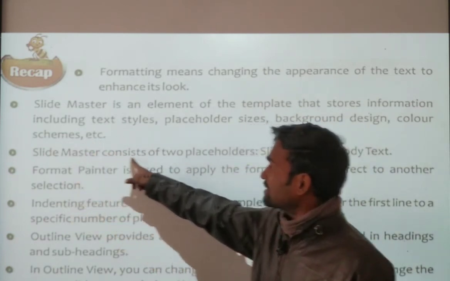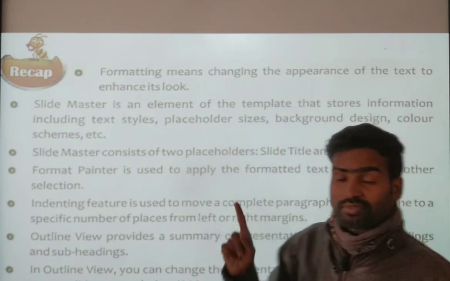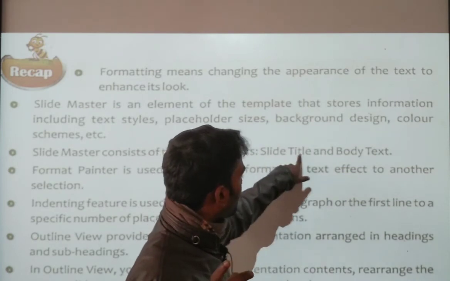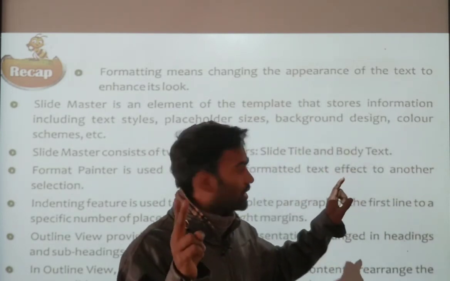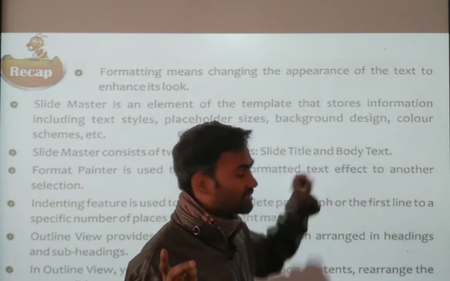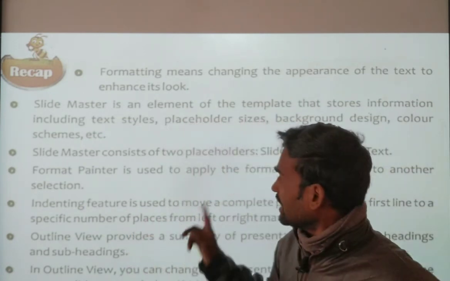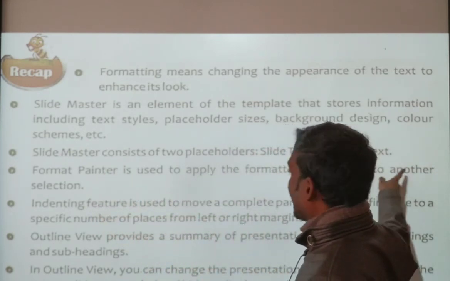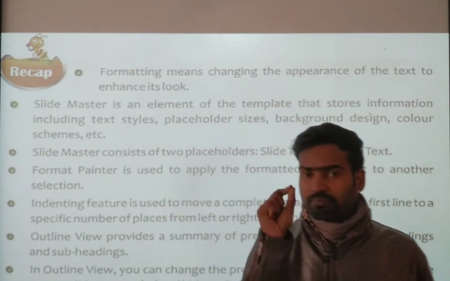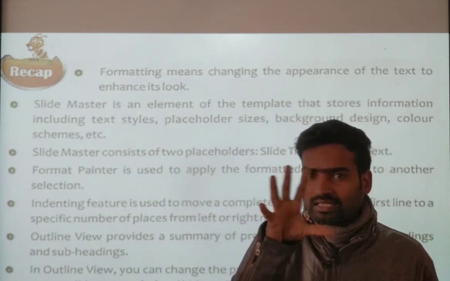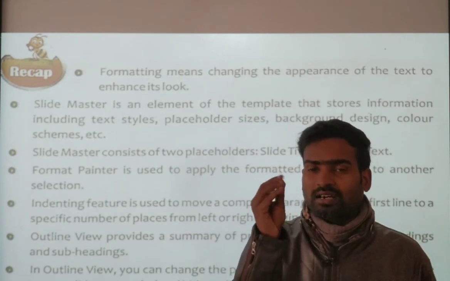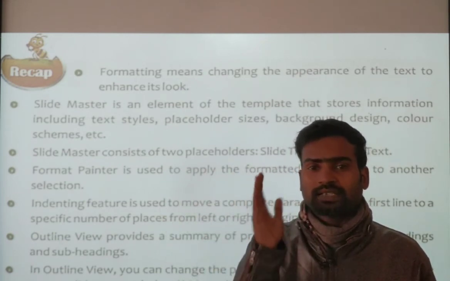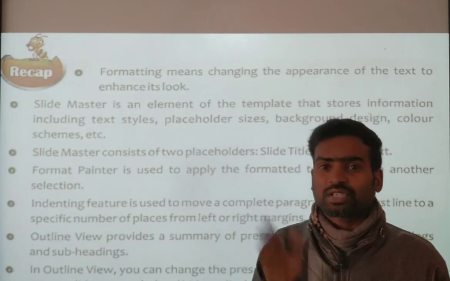Okay? The slide master consists of two placeholders. So we have learned the slide master has two placeholders: the slide title placeholder and the body text placeholder. Right? And then Format Painter is used to apply formatted text effects to other selections. When we use Format Painter, it will copy that design, so we can paste it onto another selected object or text simply. So it will reduce our time.